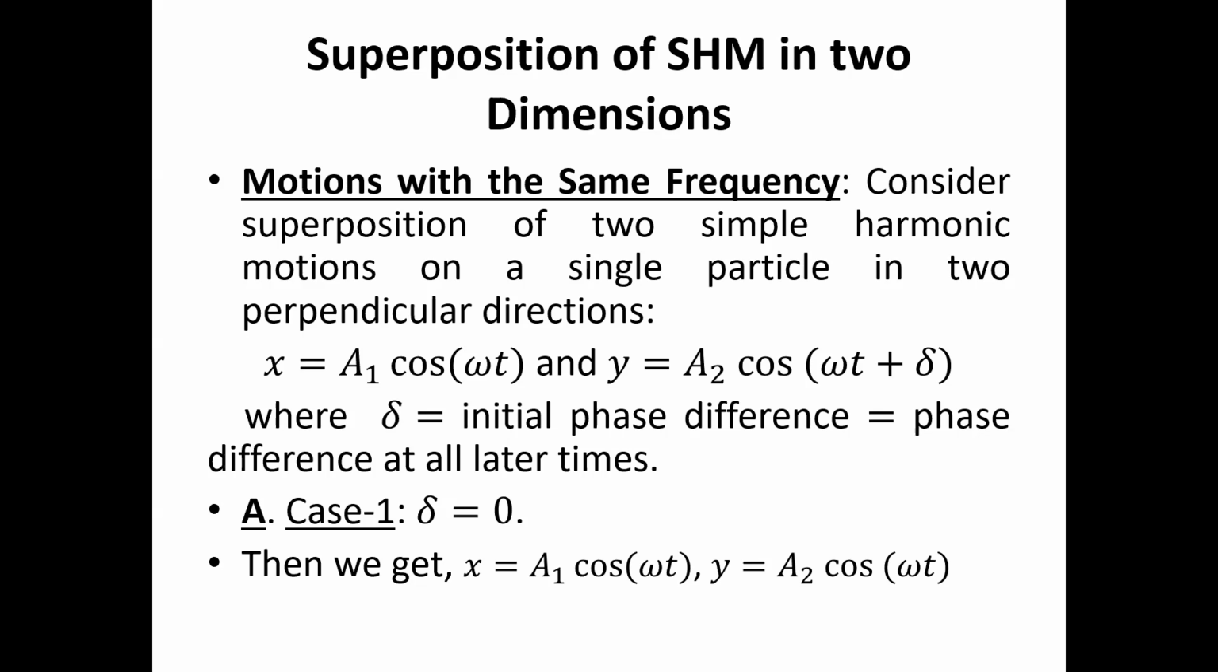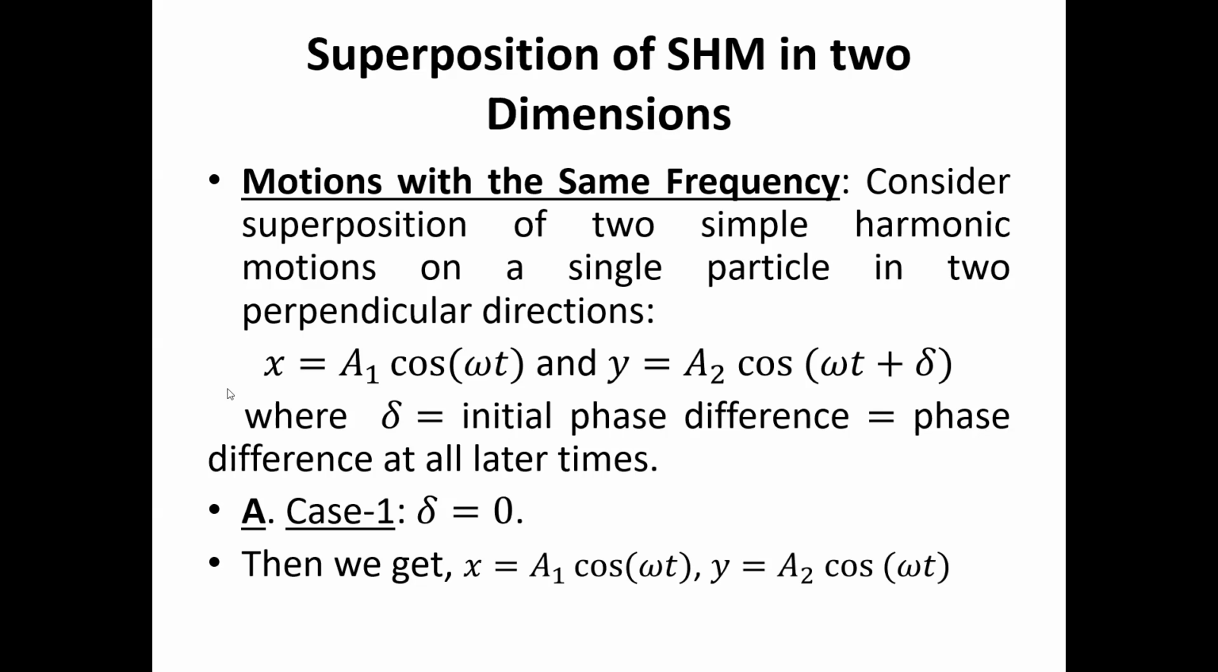So we will study superposition of two simple harmonic motions in two perpendicular directions that results in a particular type of motion and a path called Lissajous figure. So motions with the same frequency, that's the first thing that we'll be studying. So consider superposition of two simple harmonic motions on a single particle in two perpendicular directions.